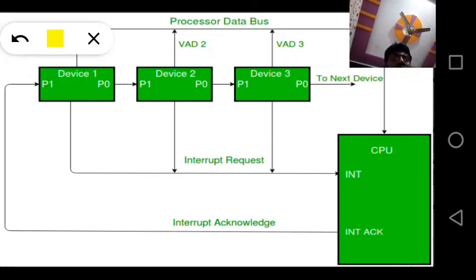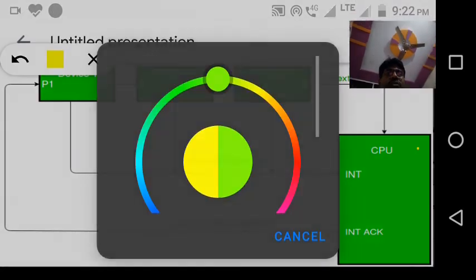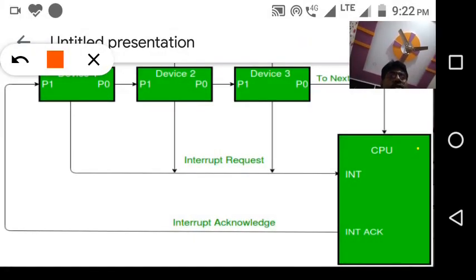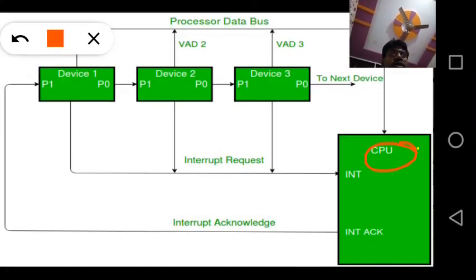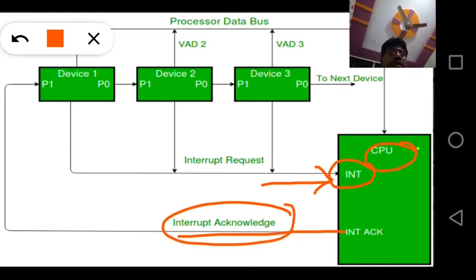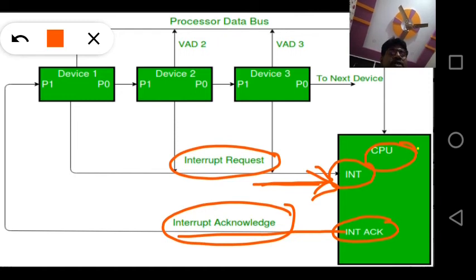Here you can see that this is my processor, the CPU, which receives an interrupt and sends an interrupt acknowledgement. This is an interrupt request. The moment it receives an interrupt request, it does some housekeeping tasks and sends an interrupt acknowledgement signal.